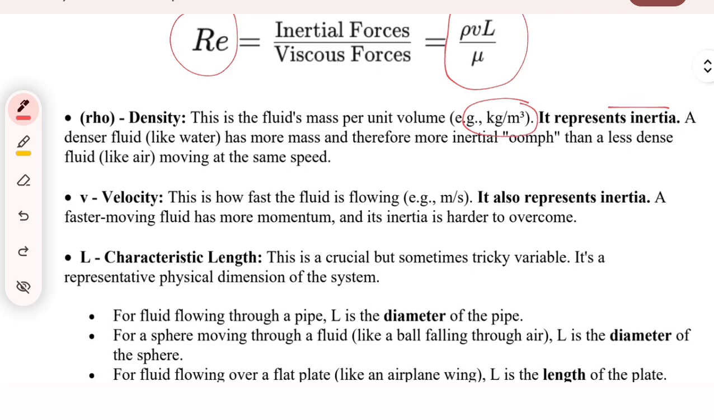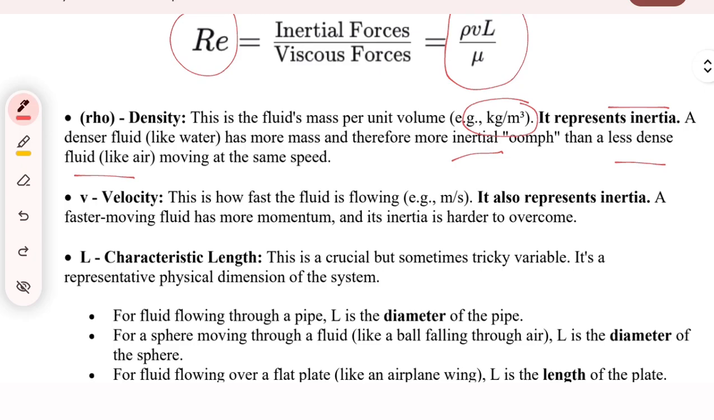So the denser the fluid, like water, has more mass and therefore more inertia, all right? The denser the fluid, it has more mass, that means it has more inertia than the less dense fluid moving at the same speed. All right, so you can just compare one fluid to another fluid. The other one has more mass, that means it has more inertia, and the other one has less mass, that means it would have less inertia.